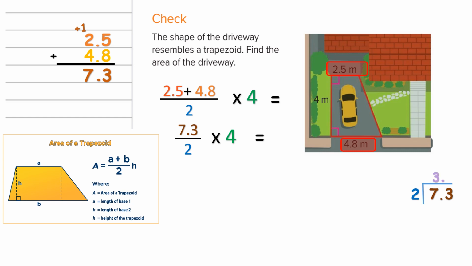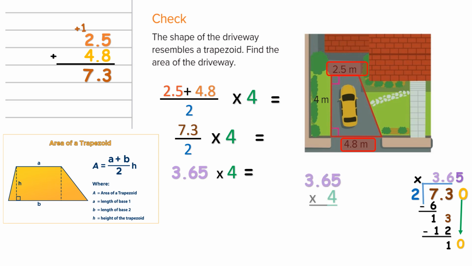So then 2 goes into 7 3 times, which gives me 6 and a remainder of 1. I bring down my 3 and 2 goes into 13 6 times, which is 12, because 2 times 6 is 12. Then I have a remainder of 1. Have my 0, bring it down, and 2 goes into 10 5 even times. So now I end up in my formula as 3.65 times 4, and I do the multiplication.